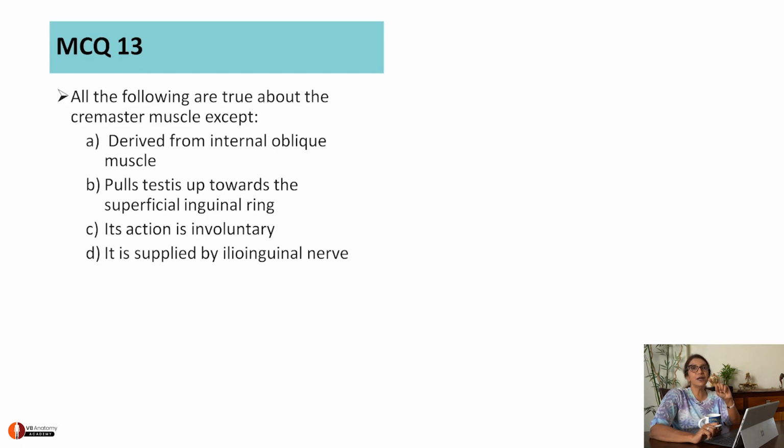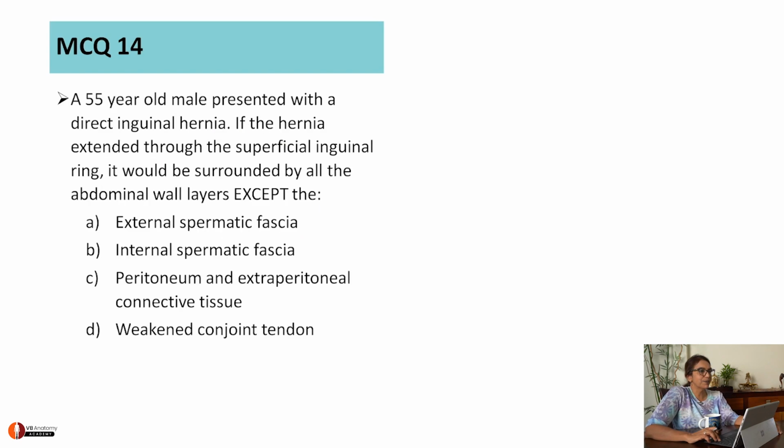Following are true about the cremaster muscle except, remember cremaster muscle? It's a continuation of internal oblique muscle. Okay. Derived from internal oblique muscle, yes. It's an except question, so you're looking for a wrong option. Pulls testes up towards superficial inguinal ring, yes. Its action is involuntary, yes. It is supplied by ilioinguinal nerve? No. It is supplied by the genital branch of genitofemoral nerve. Therefore, D is the incorrect option. So, with basic knowledge, you solve MCQs easily.